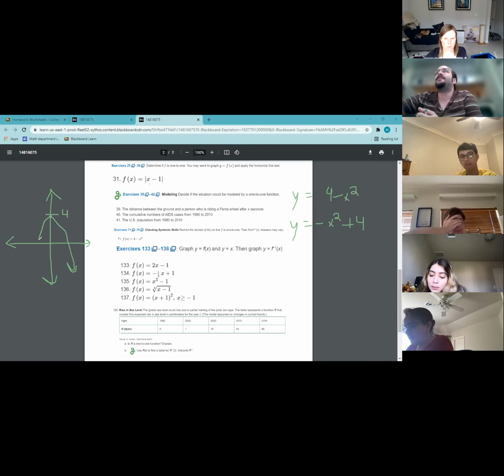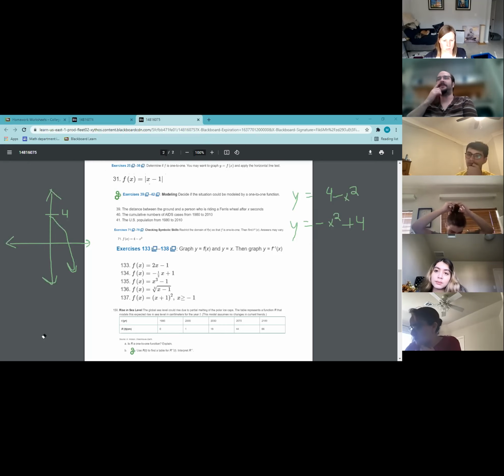So we want to restrict this thing so that it is 1-to-1. That's kind of a weird thing to ask, but you should be able to do it, maybe. Where would you cut this so that it's 1-to-1? Yeah, right here on the vertex, right? And so if we cut it on the vertex where it's symmetric, and I'm going to cut the negative half off probably. What's my domain for that part?